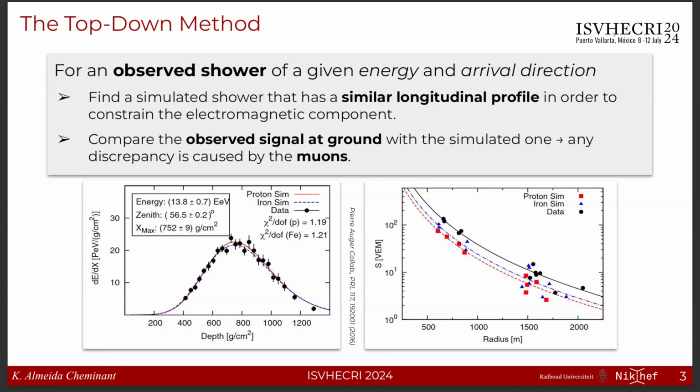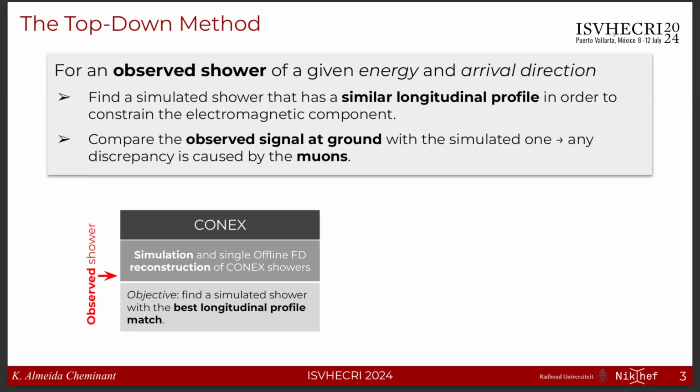This is actually taken from a paper of Auger 8 years ago on this particular kind of analysis. By having the electromagnetic component constrained by the longitudinal profile simulations, you will know that any kind of discrepancy that you will see at the ground will be caused by the muons. So this is essentially the idea.